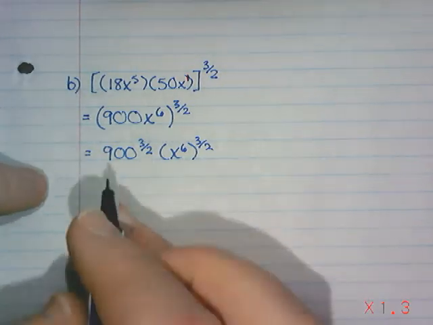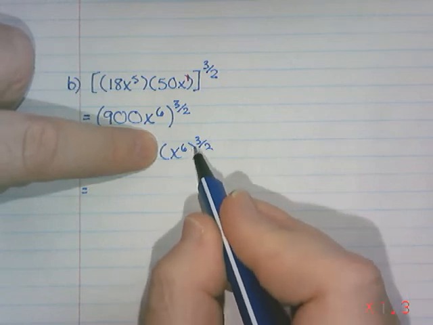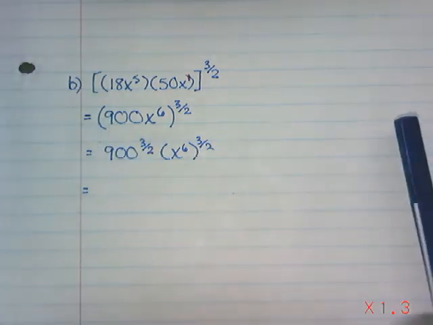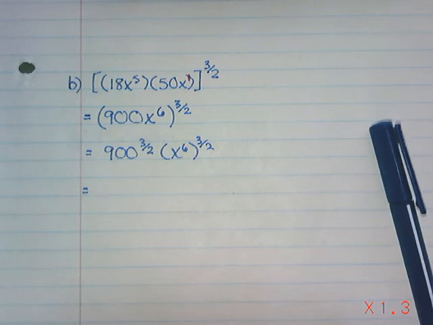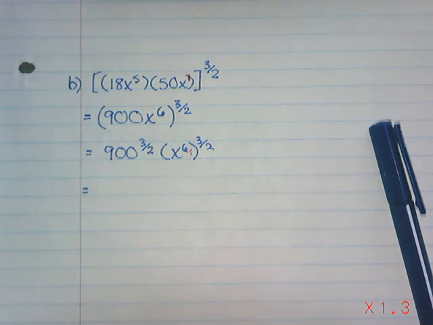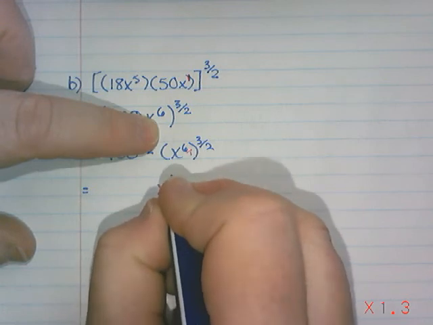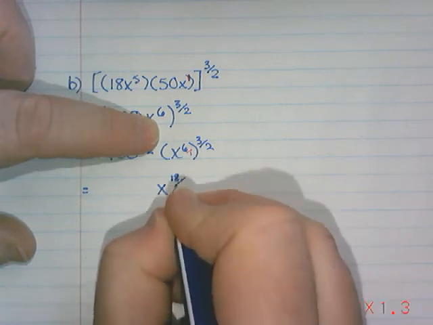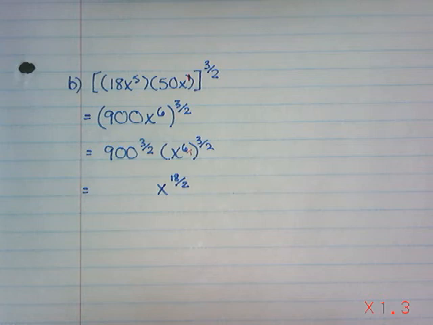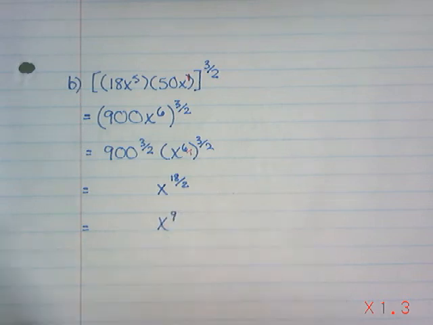Right. We will do the number part in a second, but the variable part, when we have a power on a power, we multiply those together. When you multiply fractions, we do top times top, bottom times bottom. This 6 is secretly over 1. So I would do 6 times 3, which is 18. And then 1 times 2, which is 2. So I would get x to the power of 18 over 2, which is x to the power of 9.